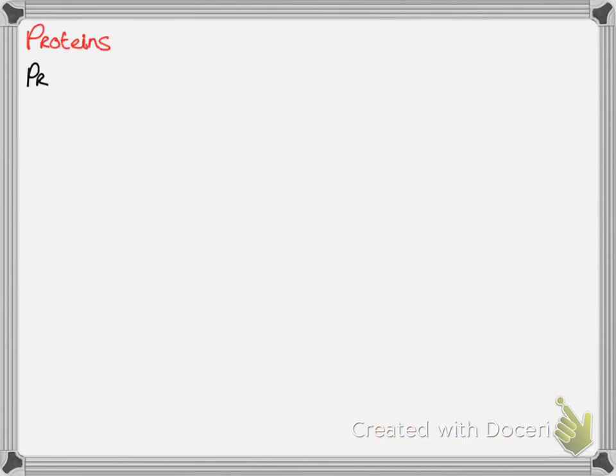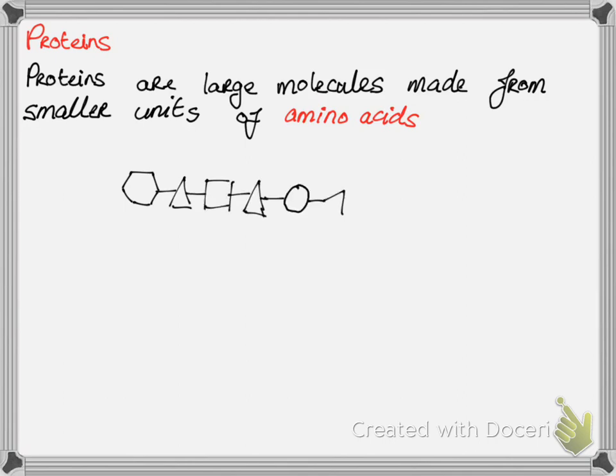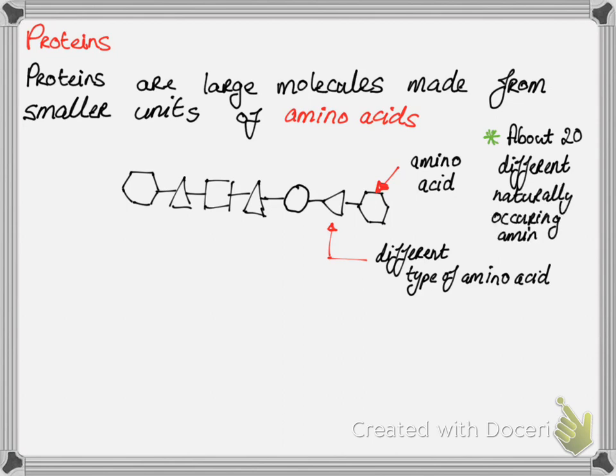The next group are proteins. Proteins are large molecules made from smaller units of amino acids. So the basic unit of proteins are amino acids. I'm going to draw this as follows, as different shapes. Okay? So each shape is an amino acid. However, the different shapes represent that there are different types of amino acids that can bond together. There's about 20 different naturally occurring amino acids that can bond together.